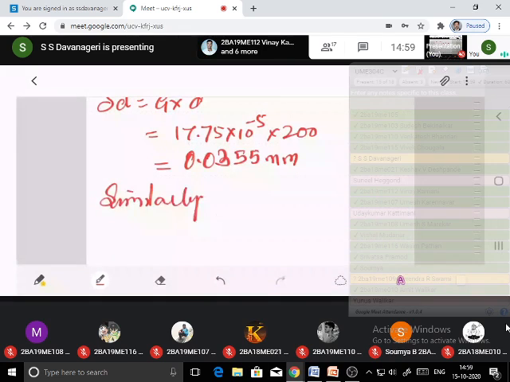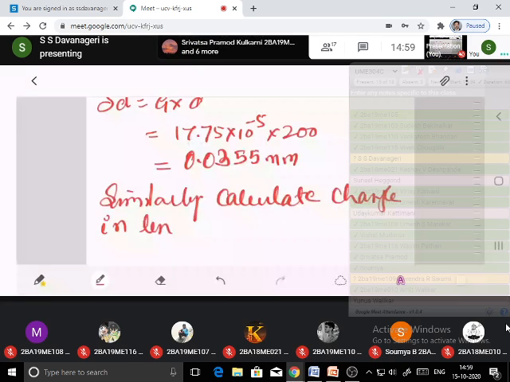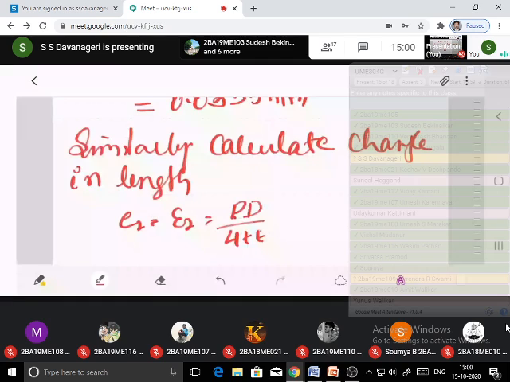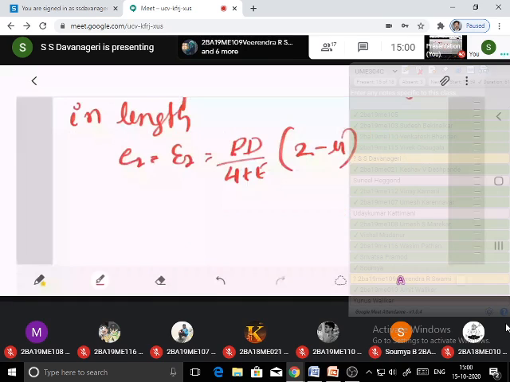Okay. Now similarly calculate change in length. So you calculate the value of epsilon 2. This is equal to PD divided by 4tE in bracket 2 minus mu. You will get the strain here. Then delta L equals L into epsilon 2.